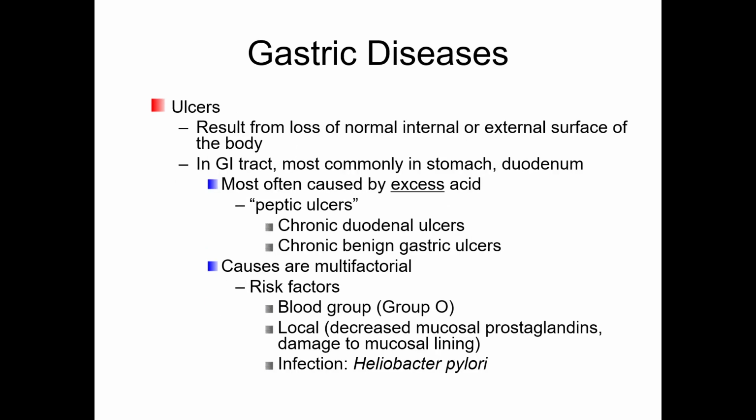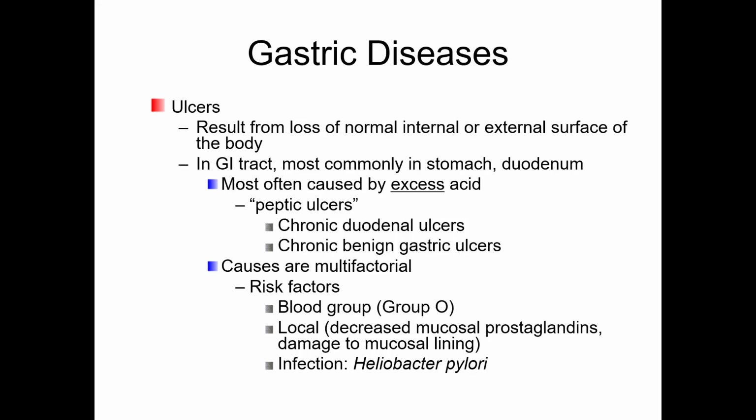So now getting into some of the gastric diseases. Ulcers. So ulcers result from the loss of normal internal or external surface of the body. In the GI tract, most commonly found in the stomach or duodenum. They are most often caused by excess acid. So peptic ulcers refer to that excess acid in the stomach. Chronic duodenal ulcers and chronic benign gastric ulcers are categorized under peptic ulcers.